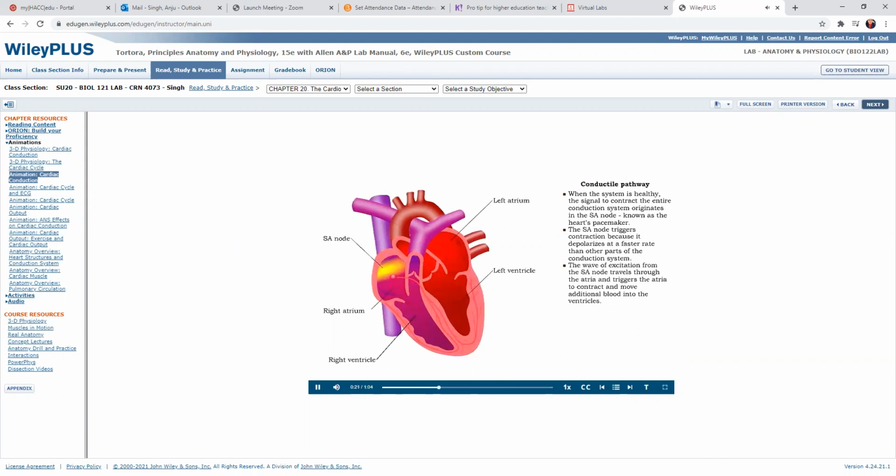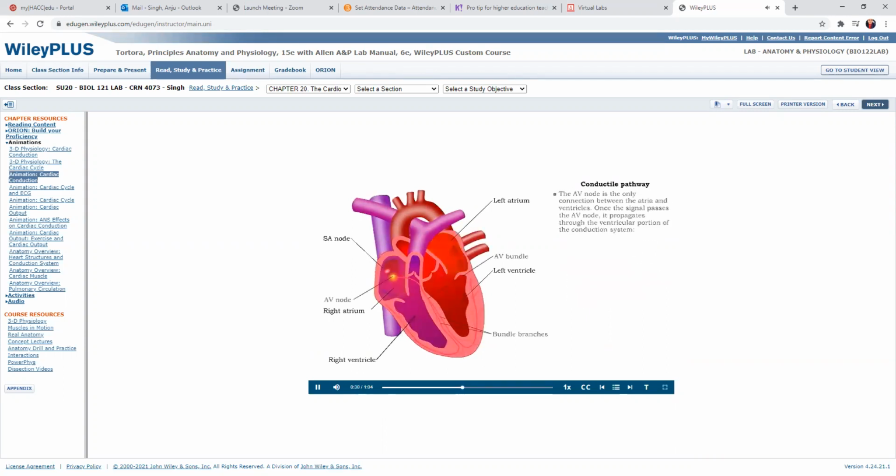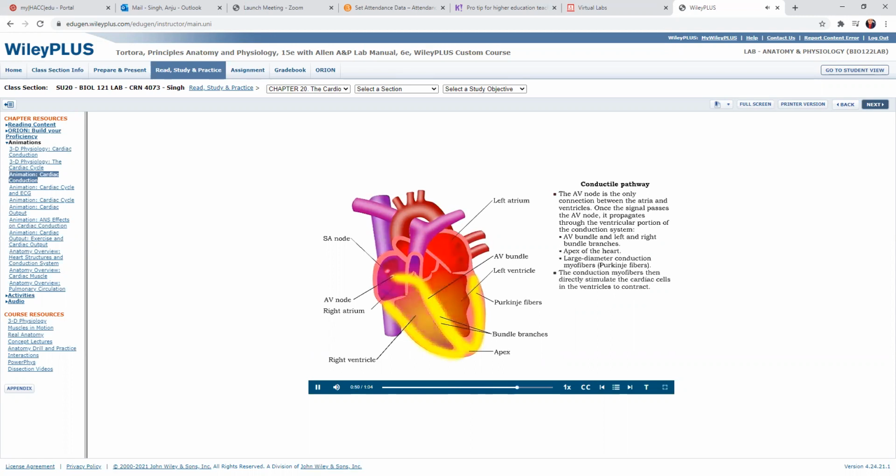As the action potentials move through the atria and reach the AV node, the atria contract, moving blood into the ventricles. Typically, the AV node is the only connection between the atria and the ventricles. As the wave of excitation passes the AV node, it proceeds to the AV bundle and bundle branches, the apex of the ventricular myocardium. The conduction myofibers then directly stimulate the cardiac cells in the ventricles to contract. During ventricular contraction, blood is squeezed out from the apex to the base and into the pulmonary trunk and aorta.